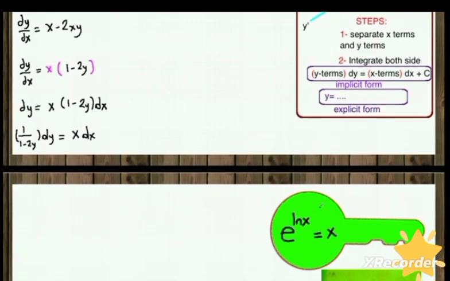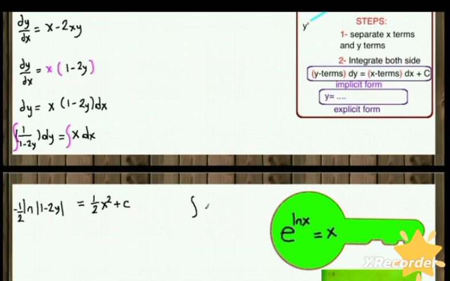Now we're going to integrate left and right hand side. Integral of x is 1/2 x squared, and we're going to use c on the x term side. Integral of 1 over (1 minus 2y) is ln of (1 minus 2y) times negative 1/2. If you're fluent with integration of ln, that's great. If you're not, you can do u substitution.